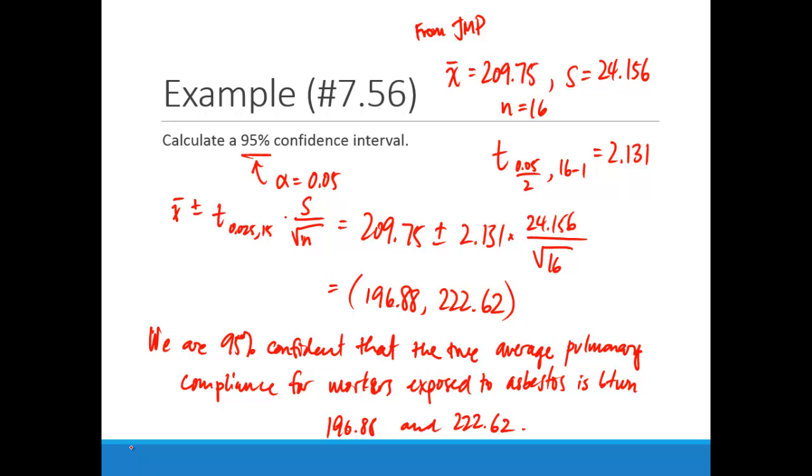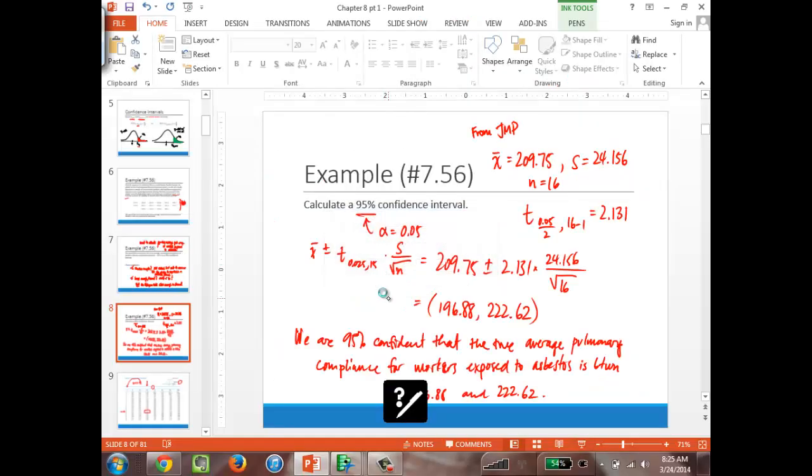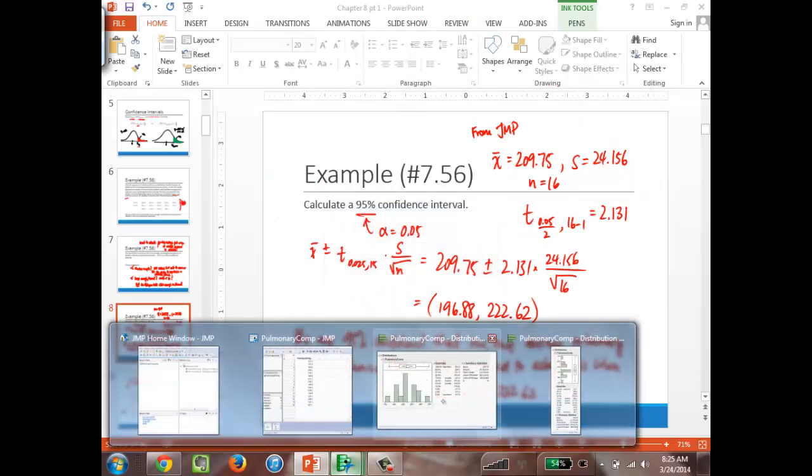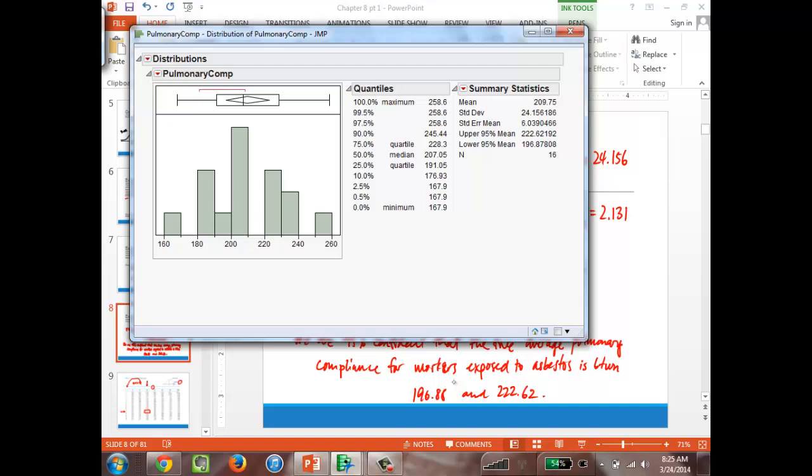Okay, so that's a little bit more of a full walk through. If you have a data set, it's kind of how to get this thing. One other thing that I did want to show you about JMP here is, this is again kind of hard to see, but if you look under the summary statistics, in the top right there, you see mean, standard deviation, standard error mean, and then you see upper 95% mean and lower 95% mean. Well, those numbers look a lot like what we just calculated, right?